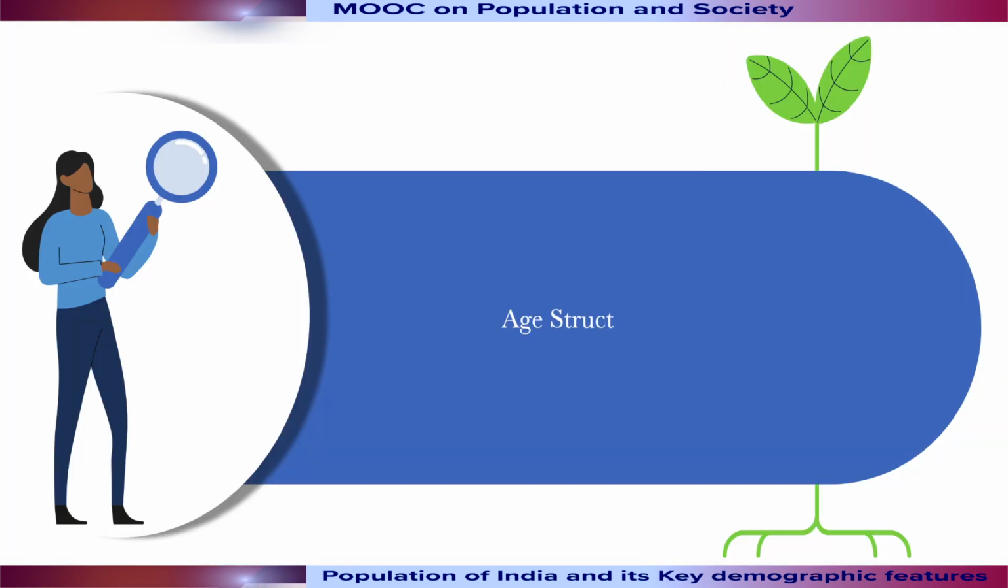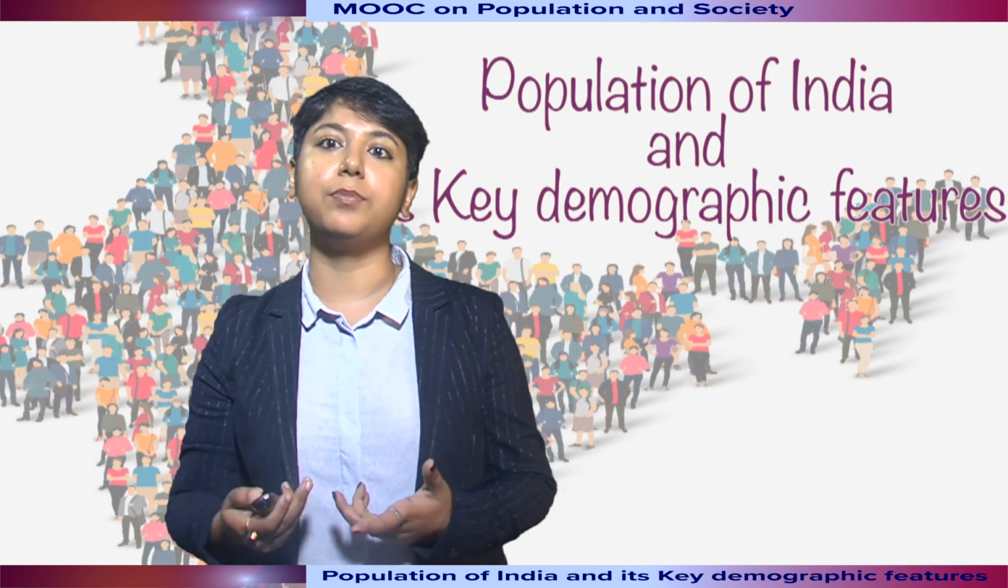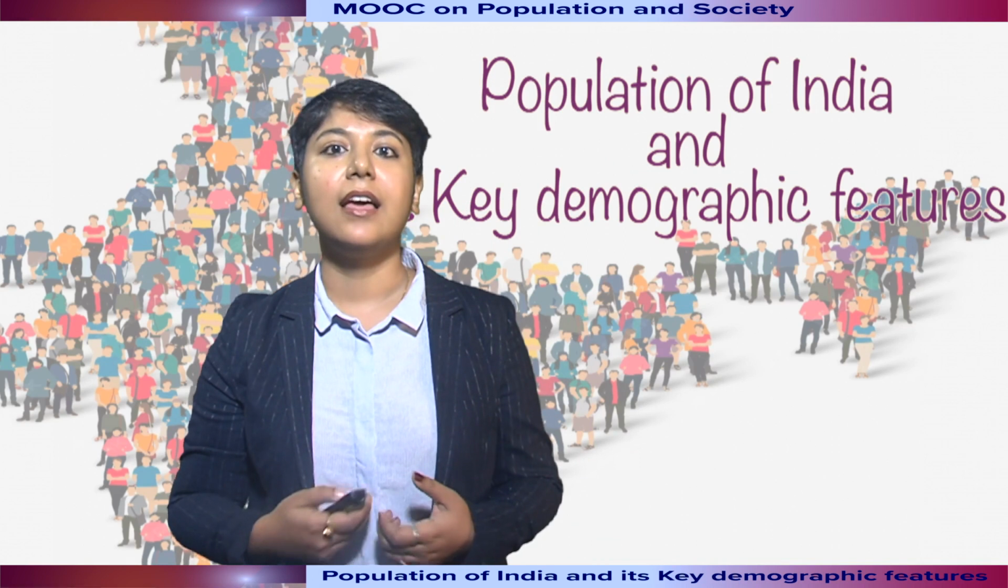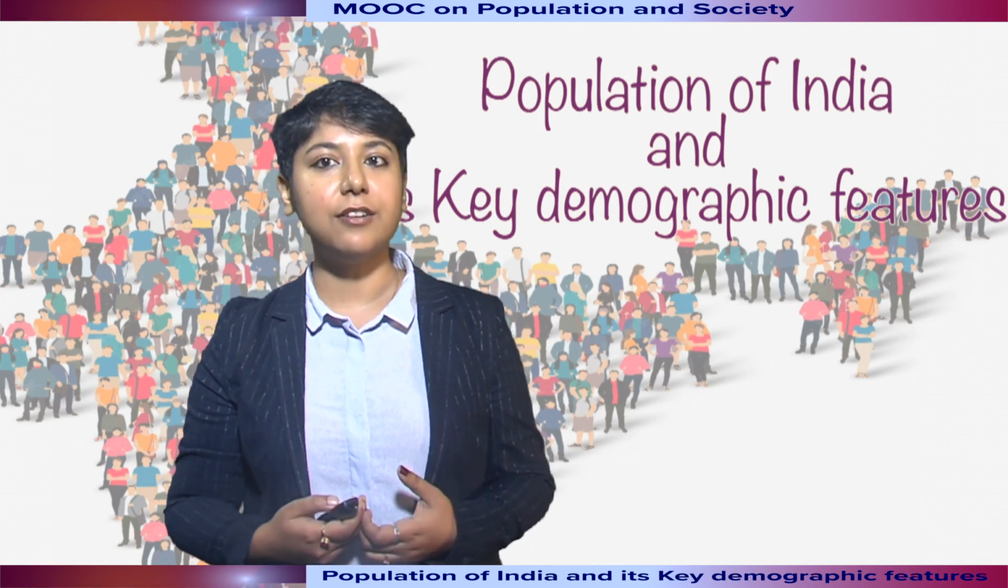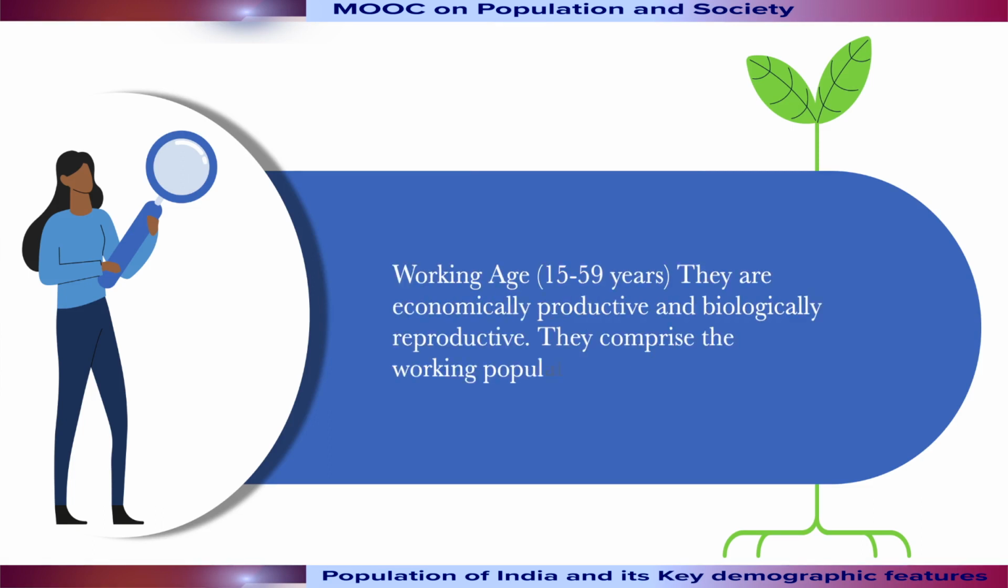Coming to the age structure of a population, it basically reflects the number of people in different age groups. In our country, the population is usually grouped into three broad categories: children, which are aged from 0 to 14 years. They are economically unproductive and they have to be provided with food, clothing, education and medical care. Then the second group is the working age population, which is from 15 to 59 years. They are economically productive, the working lot, biologically reproductive, and they comprise the working age population.